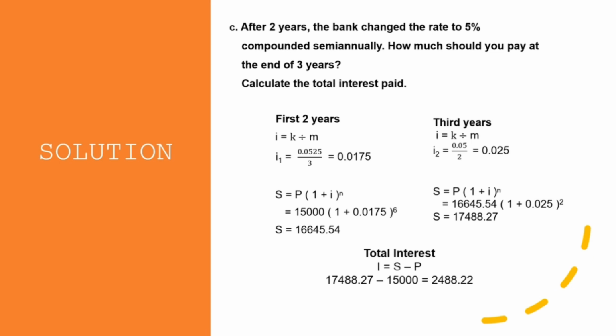17,488.27 minus 15,000. The total interest paid is 2,488.22. Okay, now we hop on to case study 2.